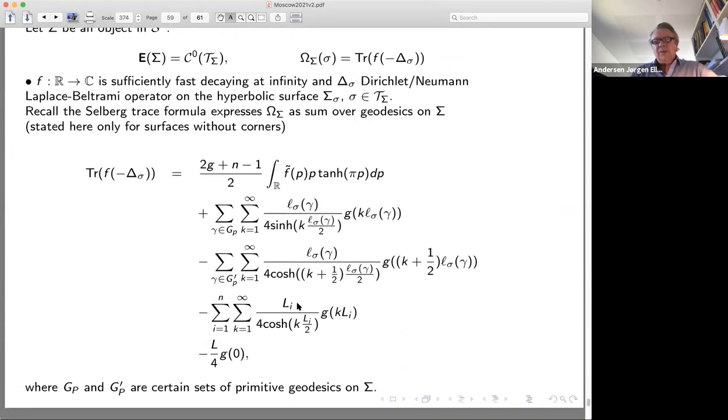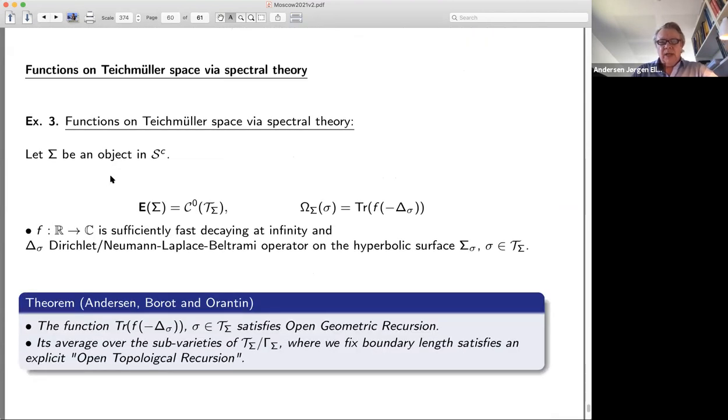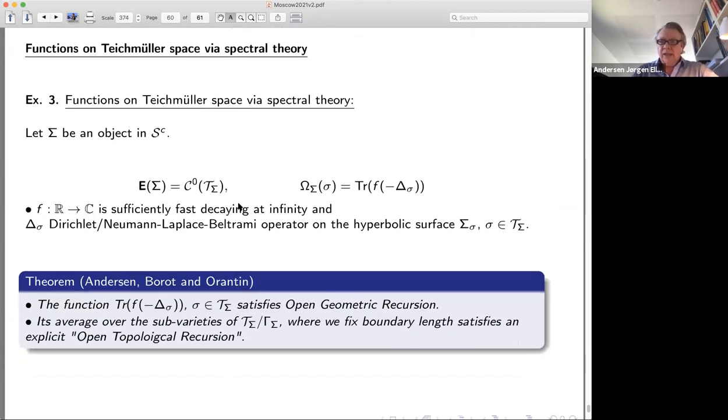And so, because if we can now use the Selberg trace formula to actually express this guy here in terms of open geometric recursion. And so that's what this last thing here states, that there is some function F here. I'm not telling you exactly what this F is, but for some function F, we can actually show that this function here is obtained by open geometric recursion.